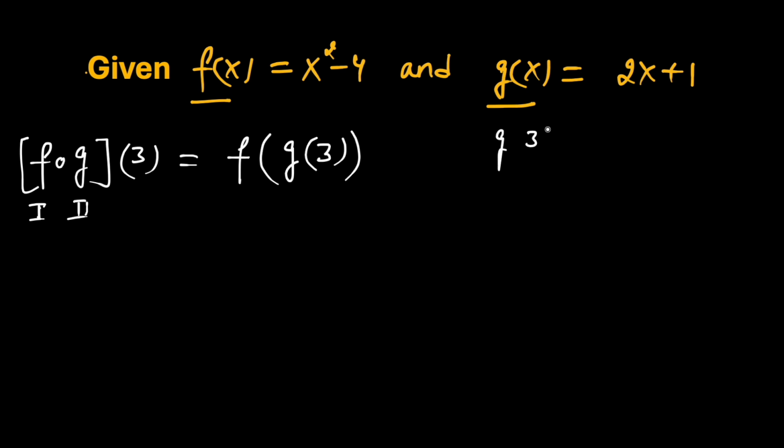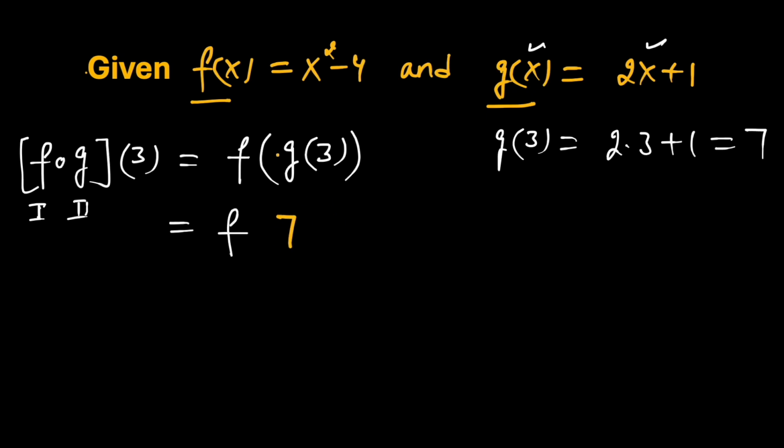In the g function, wherever you see x, replace it with 3. So it's going to be 2 times 3 plus 1, which is 7. So we just found out that g of 3 is 7. So what I'm going to do is replace g of 3 with 7. So now in the second part of the question, all we have to do is find the value of f of 7. And how would you find the value of f of 7?